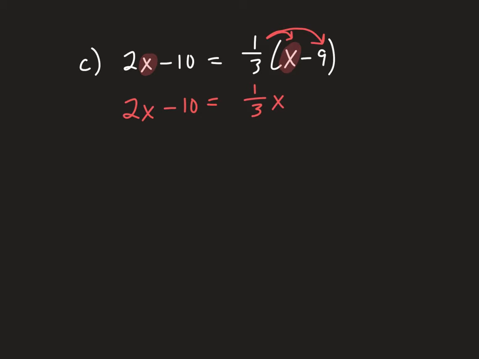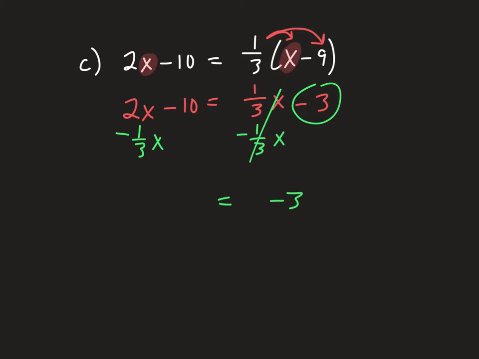So when we distribute the 1/3 times x, it's 1/3 x, and then 1/3 times the -9 is going to end up being -3. Okay, because it's really like dividing by 3 when you multiply by 1/3. So we're left with 2x minus 10 equals 1/3 x minus 3. Now what I would do here, since there's variables on both sides, let's subtract the smaller one from both sides. And I'm going to try and get rid of that. Now we're still going to have the -3 on this side, right? That's still sitting there.